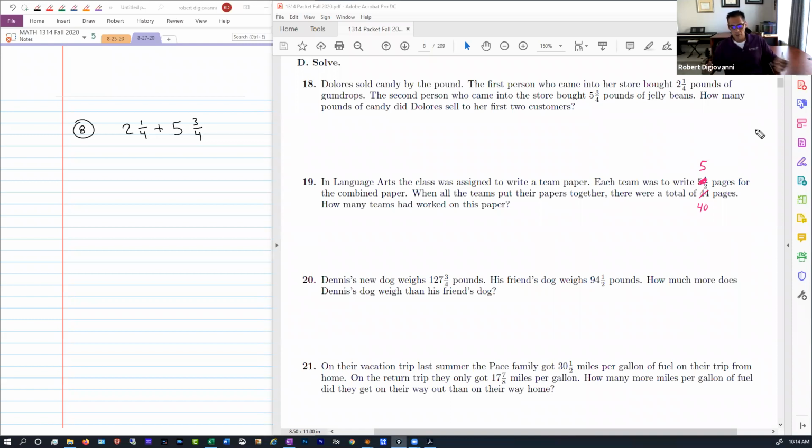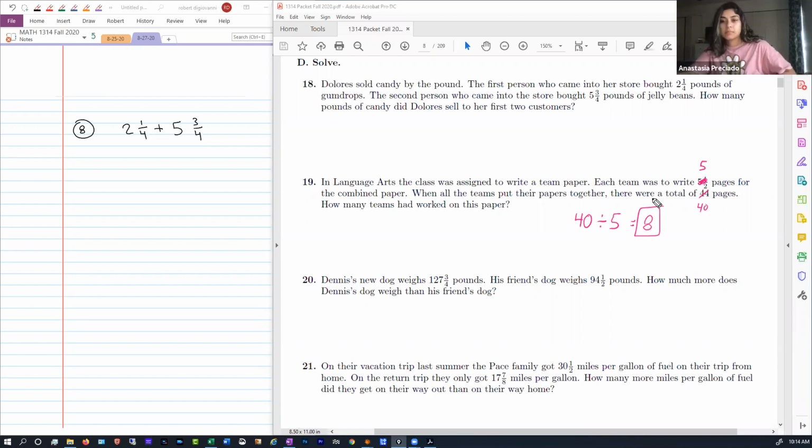So if we kept the problem like that, you would be taking 40 and dividing it by 5, right? You have 40 pages total. There were 5 pages on each team, each team wrote 5 pages. So if we take 40 and divide it by 5, we would get 8. And that would tell us how many teams we had, right? Yes. Does that make sense to everyone? Does it seem a little bit easier to do it that way?